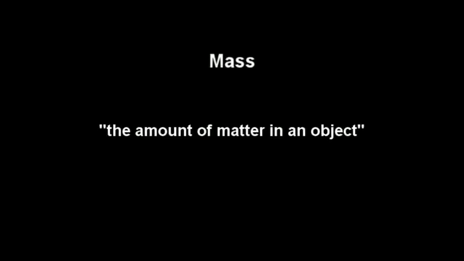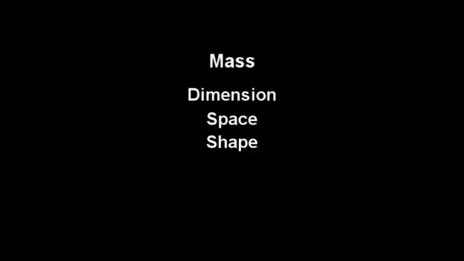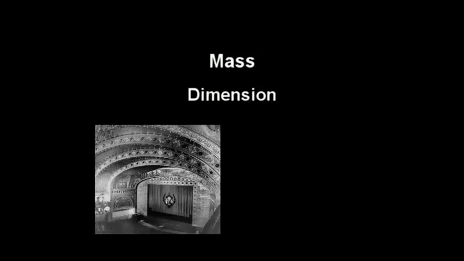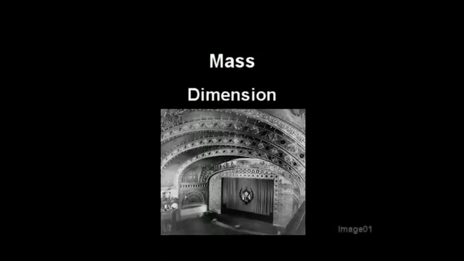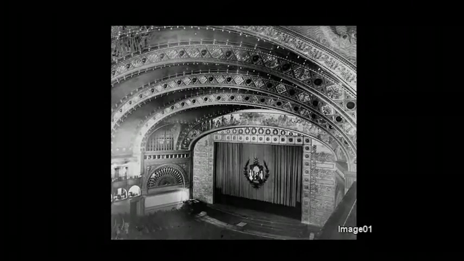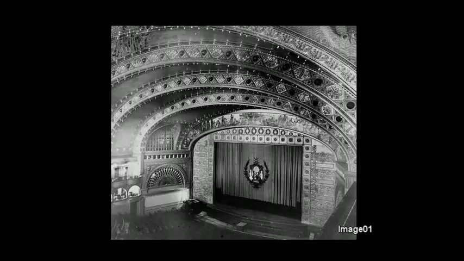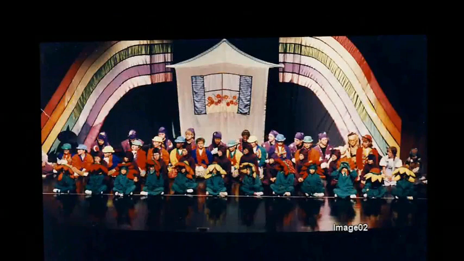Mass relates to the amount of matter there is in an object. For the purposes of visual design for the theater, we will also reference the element of mass to consider dimension, space, and shape. One of the goals of visual design for the theater is to create a sense of dimension. In the most traditional theater space, the proscenium arch, the performance and audience are located directly across from each other, which creates a flat, two-dimensional effect.